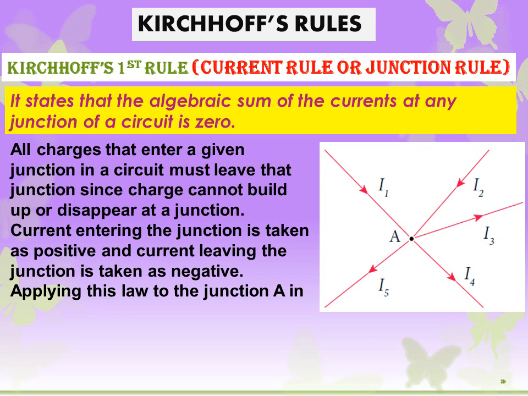So applying this law to the junction A, we get, see, this is I1, I2, I3, I4, I5, and imagine this is your house and your neighbor's house. You are sending the current back, and according to Kirchhoff's rule, it is taken as I1 plus I2 minus I3 minus I4 minus I5 is equal to 0. So I1 and I2 equal I3, I4 and I5. Like this, the currents in each and every house's circuits are equal with other circuits. So the algebraic sum of the currents at any junction is 0.